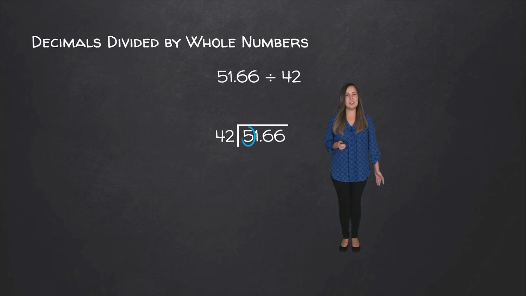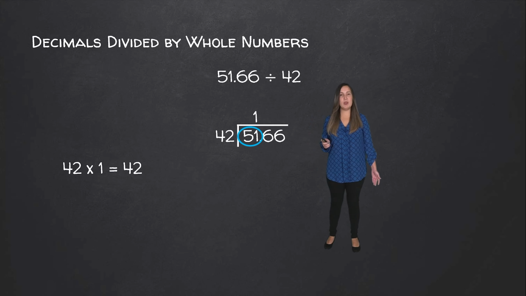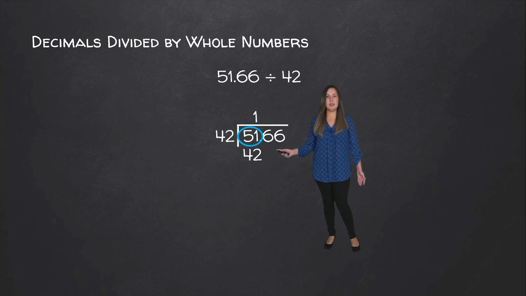We're going to ask ourselves, how many times does 42 go into 5? Well, it doesn't. So then we ask ourselves, how many times does 42 go into 51? And 42 goes into 51 one whole time, because 42 times 1 is equal to 42. And so we're going to do 51 minus 42. 51 minus 42 is equal to 9.